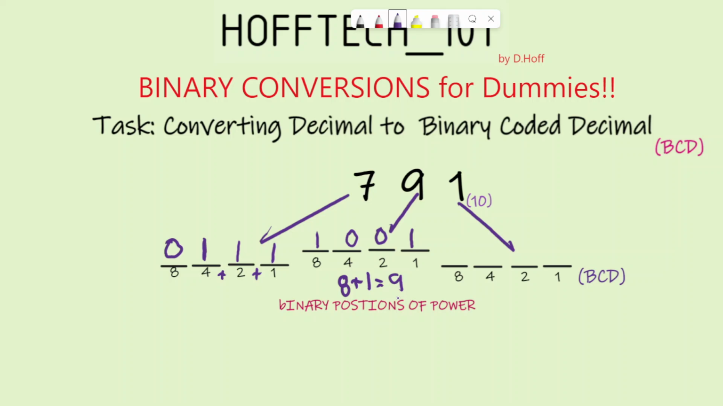I look at the 1, I don't need the 8, I don't need the 4, I don't need the 2, and I need the 1. So then my binary number begins 0111, 1001, 0001, and that is the BCD equivalent of 791.